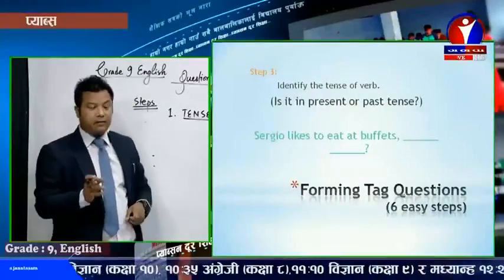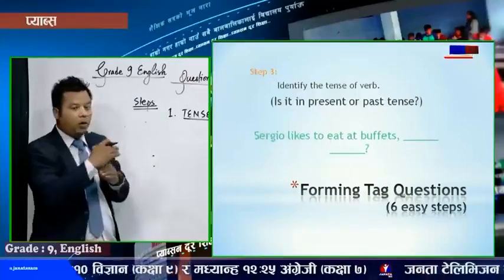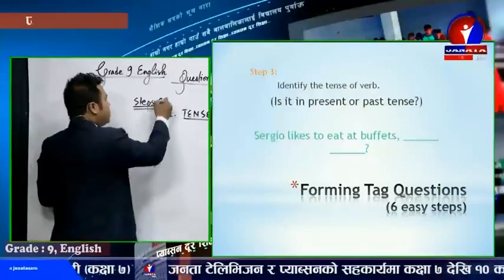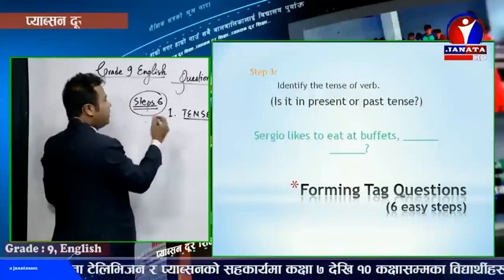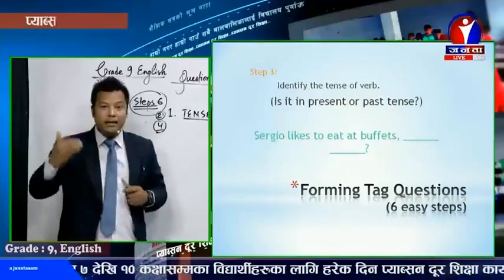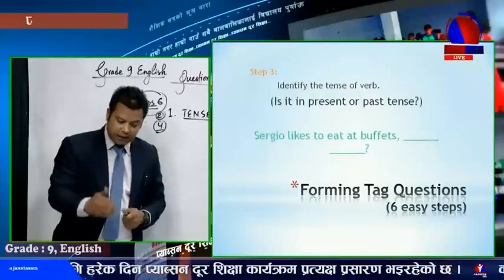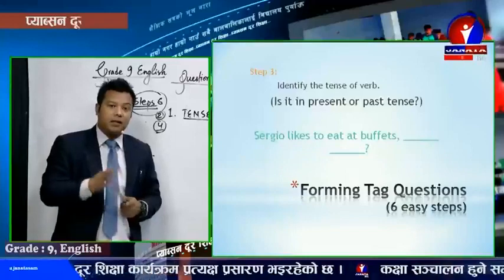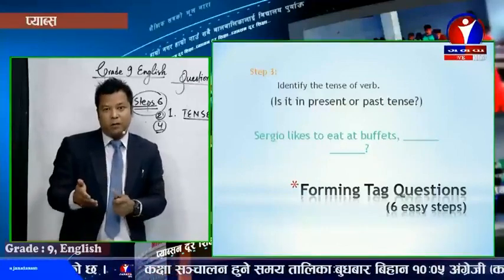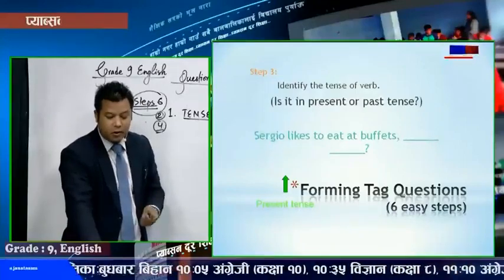Step 3, identify the tense of the verb. It's again here. See? 1, 2, 3, or ultimately 1, 2, 3, 4, 5, 6. It's up to your understanding. You don't need to focus exactly on the idea that there are 6 steps. Some people clearly understand in 2 steps, some might understand in 4 steps. That's up to how we understand the process. But here it's simplified. Identify the tense of the verb: present, past or future. Even if it is past, which past? Continuous past, perfect past. If it is future, progressive future, you go find it out. Keep going. I've explained. It's present tense, because Sergio likes.